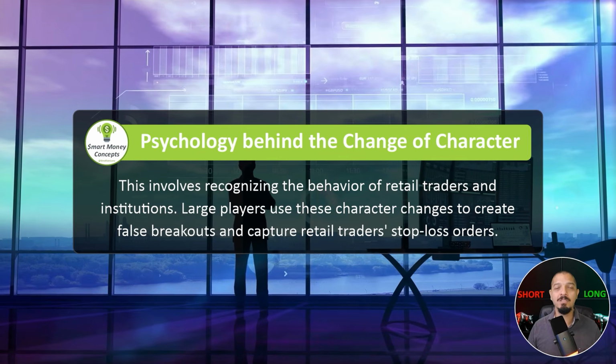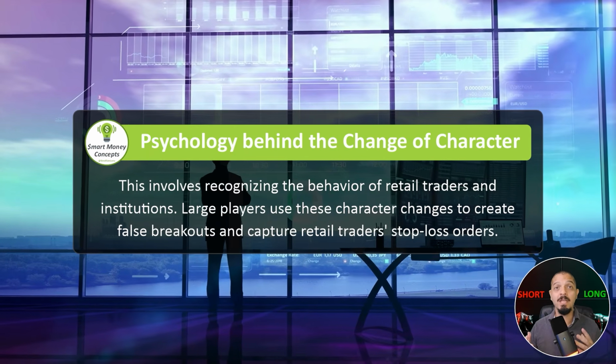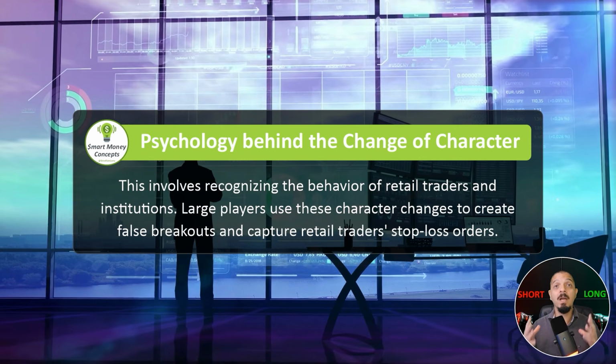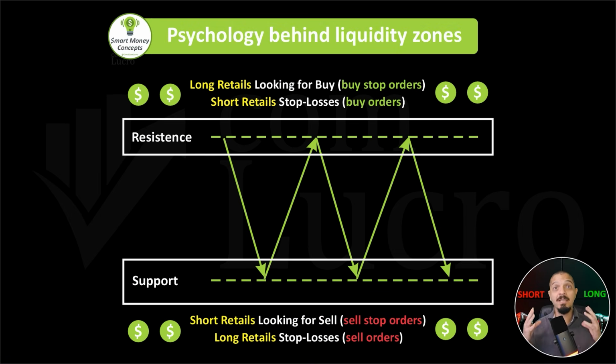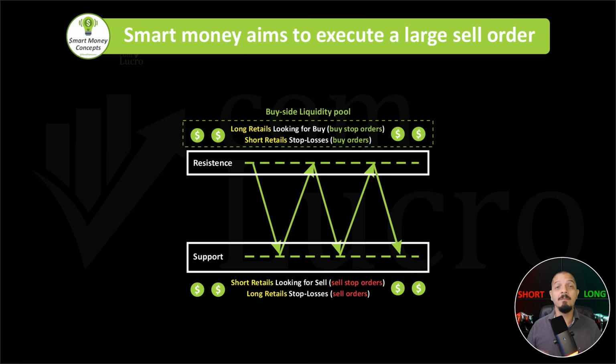Large players use these character changes to create false breakouts and capture retail traders' stop-loss orders. Retail traders tend to follow predictable patterns, placing their stop-loss orders at support and resistance levels. This happens because many traders use similar strategies based on classic technical analysis that indicates these points as key levels for loss protection. When a large number of stop-loss orders accumulate at a certain level, it creates a liquidity zone that can be exploited by the market's big players.